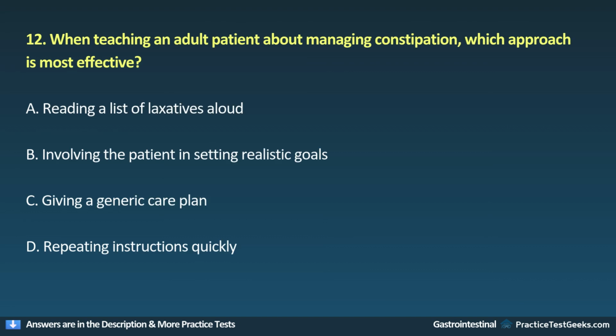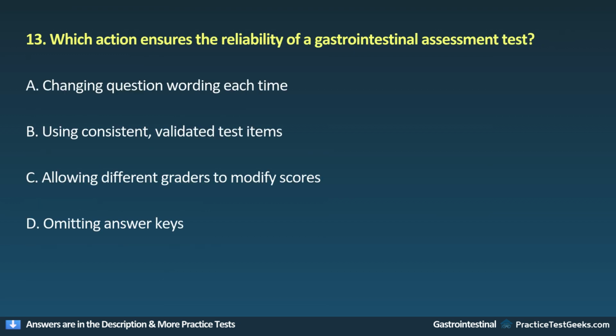12. When teaching an adult patient about managing constipation, which approach is most effective? A. Reading a list of laxatives aloud. B. Involving the patient in setting realistic goals. C. Giving a generic care plan. D. Repeating instructions quickly.